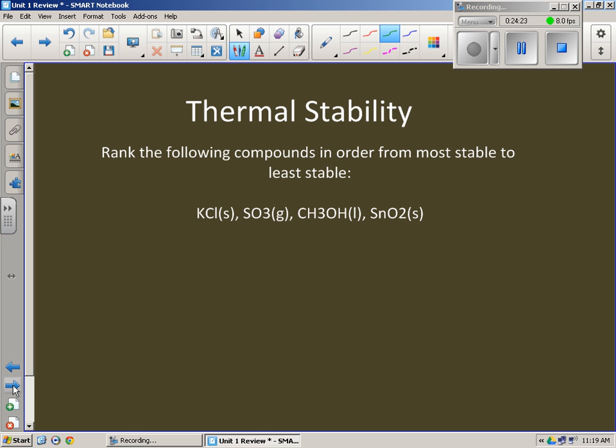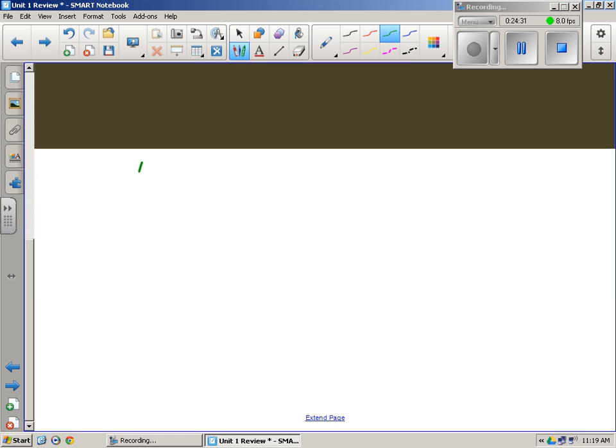Oh, thermal stability is always a good question. Always, always, always. Most stable to least stable. Well, the first thing you need to do here is look up delta FH values for those. That's if you wanted to form it. Thermal stability basically means this: how much energy is required to break apart that compound? How thermally stable is it? The more energy it takes to break a compound apart, the better it sticks together, the more stable it is.